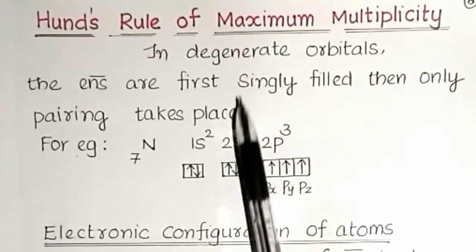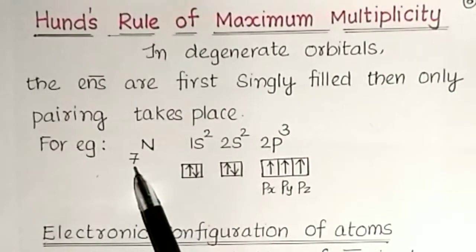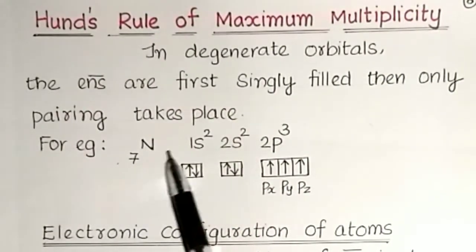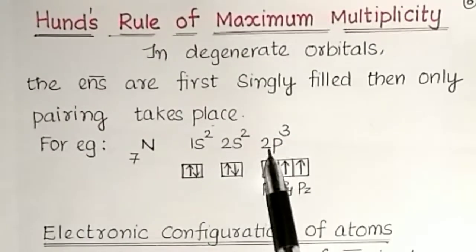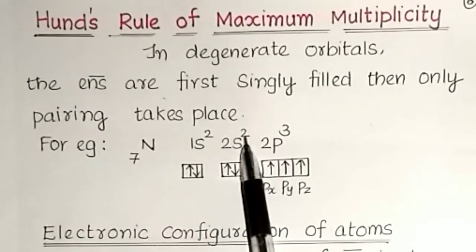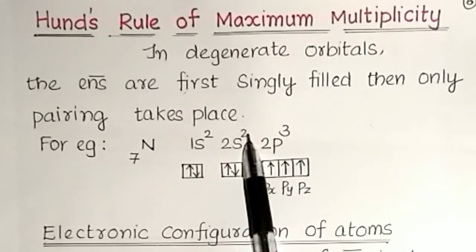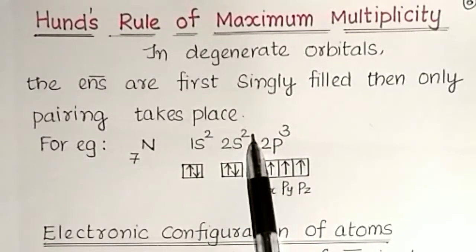We can explain this with the help of an example. You know, nitrogen has atomic number 7. We can write the electronic configuration 1s2, 2s2, 2p3 because a total of 7 electrons are there. In the s orbital a maximum of 2 electrons can be accommodated, because it has only one possible orientation.